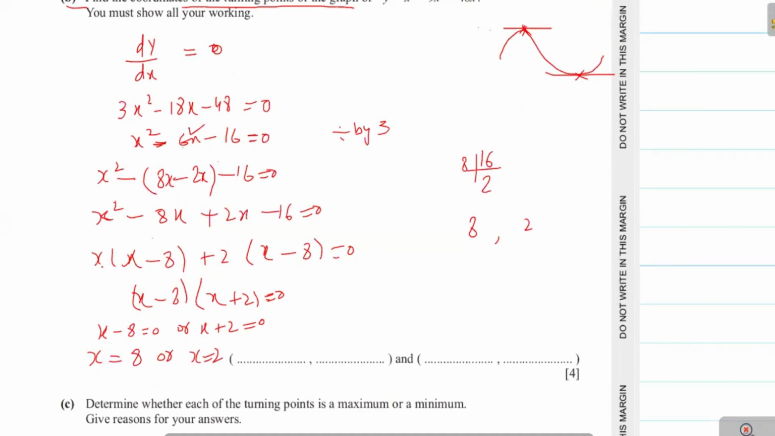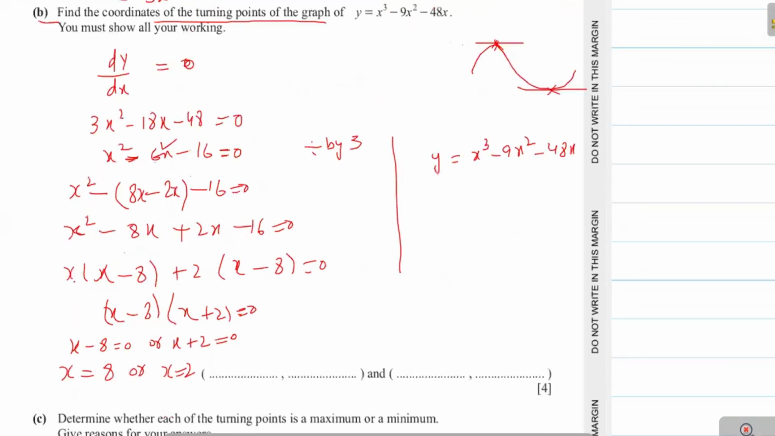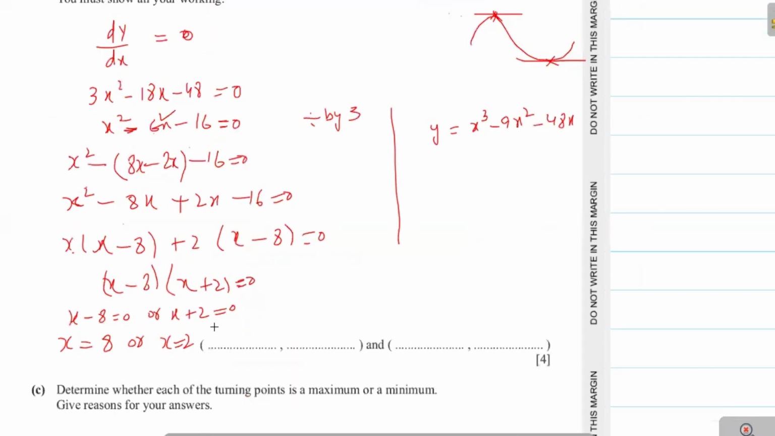And to calculate the value of y, look here, the value of y is x cube minus 9x square minus 48x. Here the values of x are x equal to 8 and x equal to minus 2. Next we will calculate the value of y using this equation.